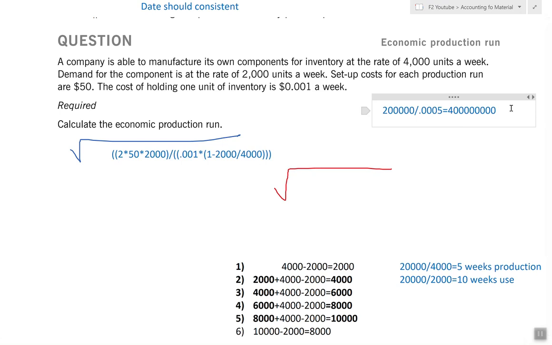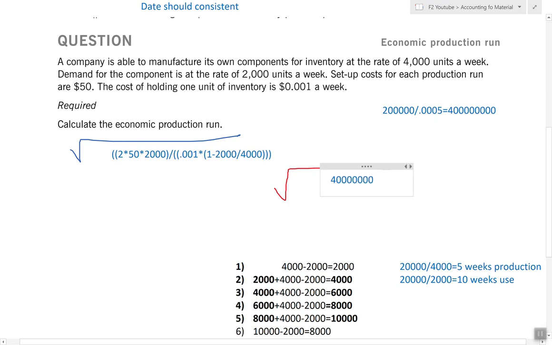So 200,000 divided by 0.005 gives me 20,000. So 1, 2, 3, 4, 5, 6, 7. There are many zeros. It becomes 20,000. So the best thing to do is put these together so you don't miss zeros.